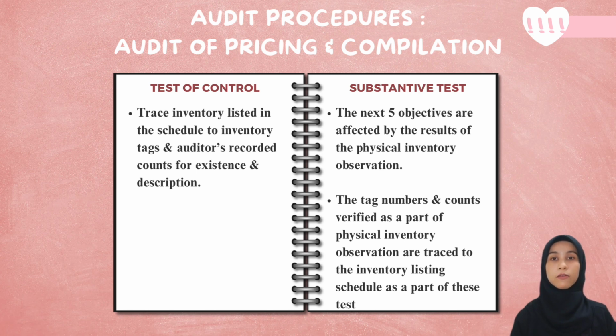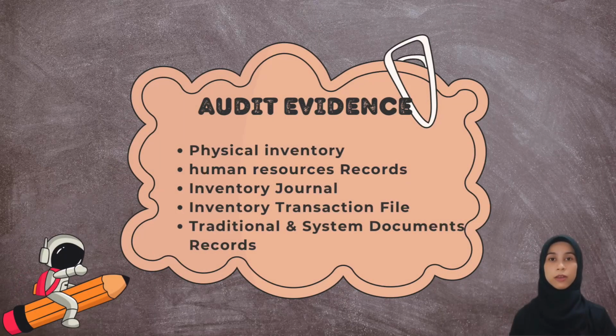Substantive test. First, the next 5 objectives are affected by the result of physical inventory observation. Second, the tag numbers and counts verified as a part of physical inventory observation are traced to the inventory listing schedule as a part of this test. Next is audit evidence obtained to match with physical sales and inventory records, recorded in the proper inventory audit journal.